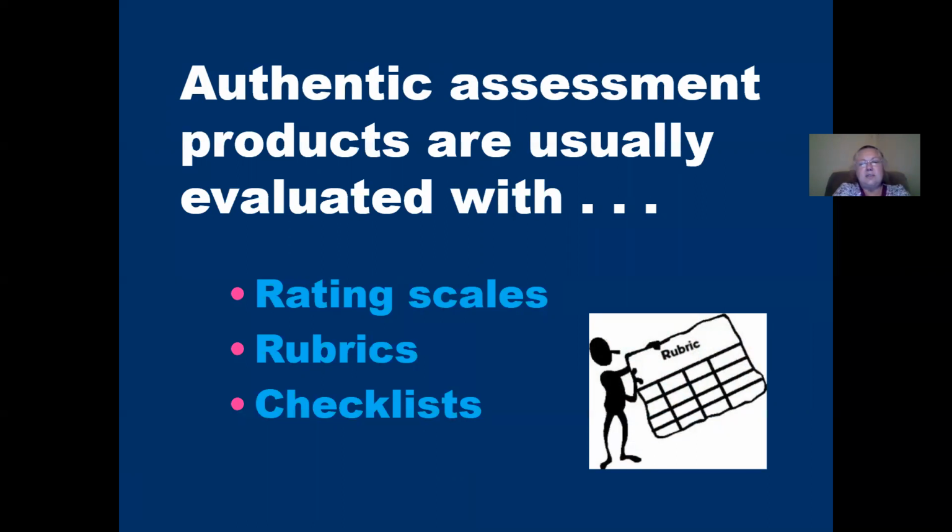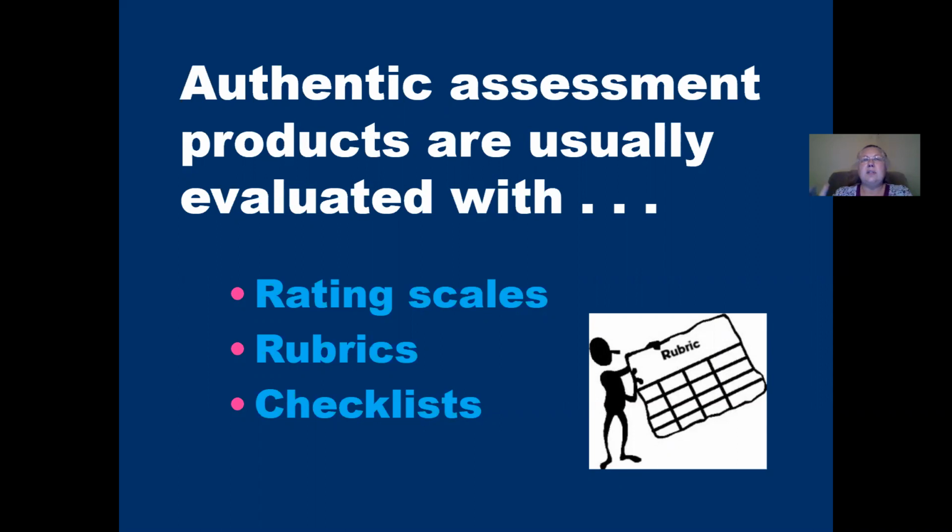So authentic assessment products are usually evaluated with rating scales. Now, band does this all the time. In marching contests, usually a 1 to 4, where you rate it. You may have heard something about Likert scales, the same thing. You choose 1 is the worst and 5 is the best. Now, rubrics, and I know you've seen these before, and you'll see a lot of them in this course, have a description of how you're going to grade the product, and we'll talk about these in a little bit.